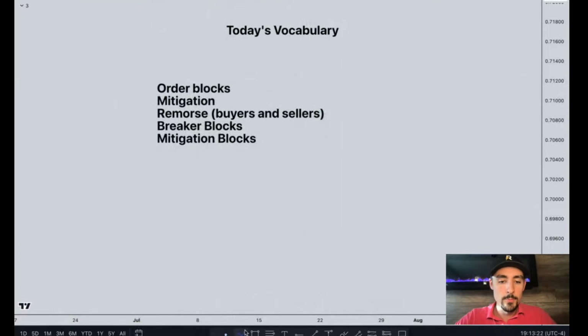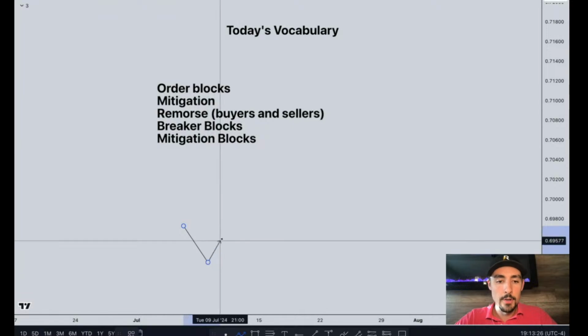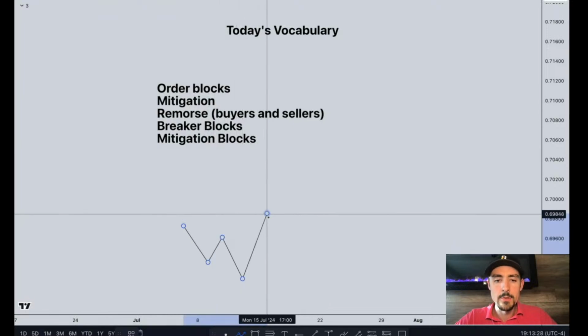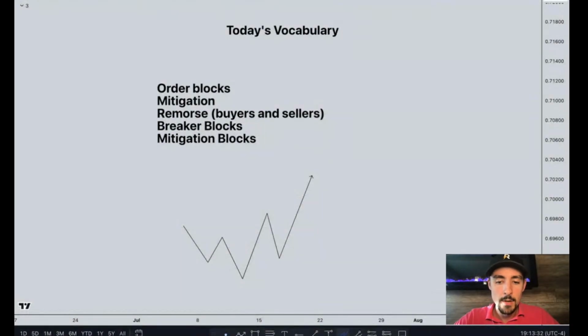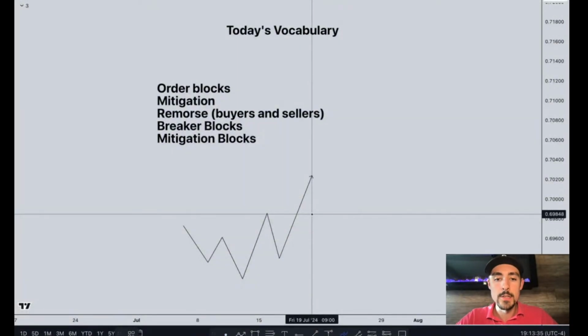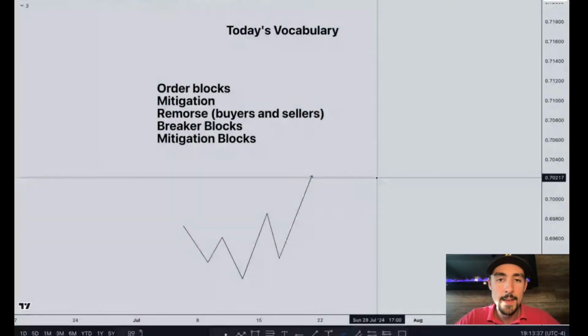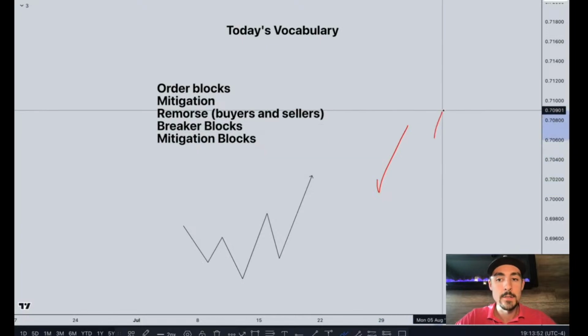Order blocks, simply put, are areas in the market where the institutions have positioned themselves. In the very first session, on market maker methods and smart money concepts, we went over the fact that institutions have to position themselves differently than retail traders because of how much capital they're trading with. They can't just press buy or sell whenever they like. They have to hedge their way into the market.